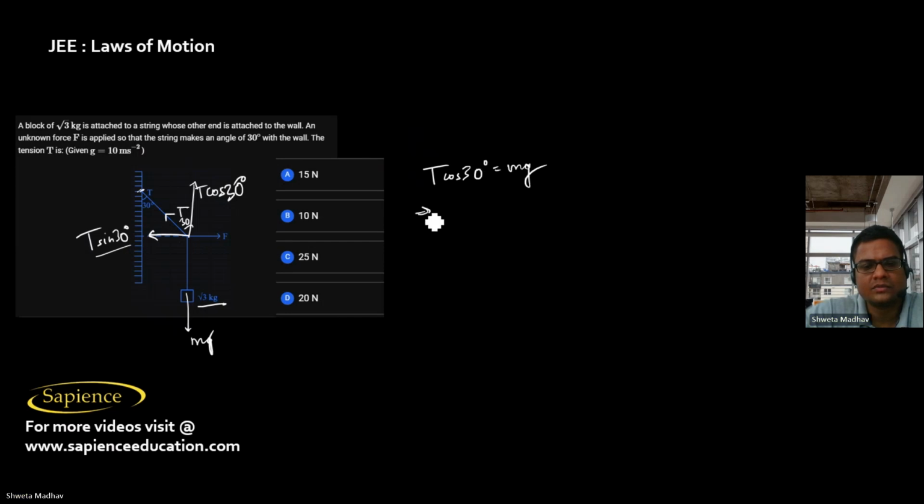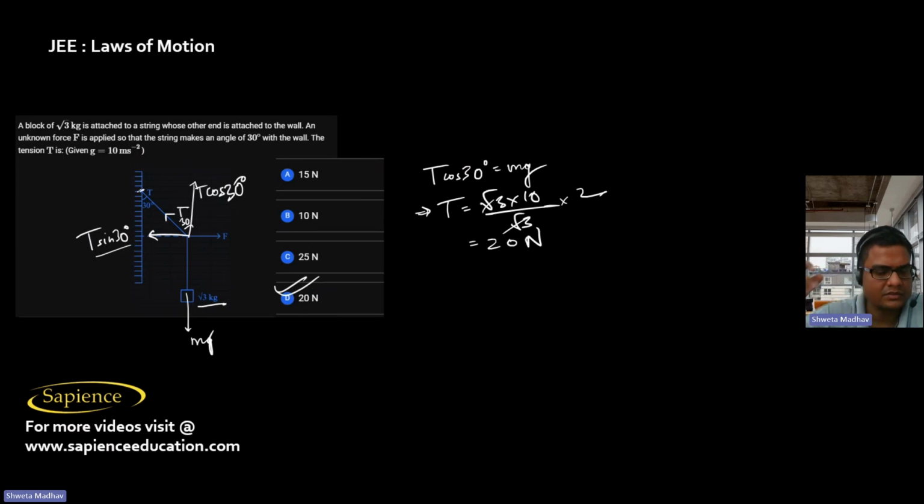Now here mg is acting, this is F. Now this is 30 degrees. So this is T cos 30 degrees, and this is T sin 30. So therefore I can say T cos 30 degrees is equal to mg. So T will be equal to mg by cos 30. Mg, that is root 3 into g, that is 10, by cos 30, that is root 3 by 2. 2 will go up. So that is 20 Newton. T is 20 Newton. So option D is the correct answer.